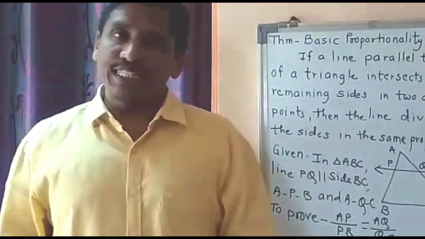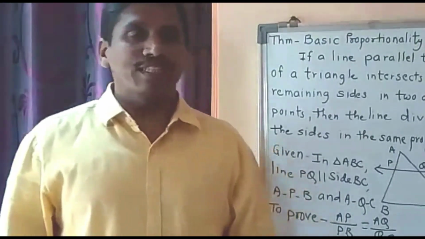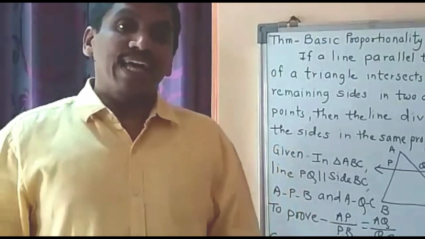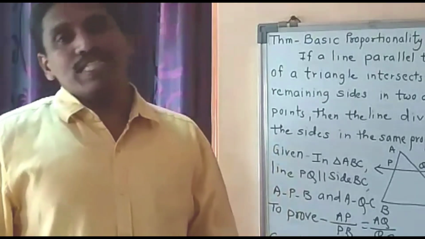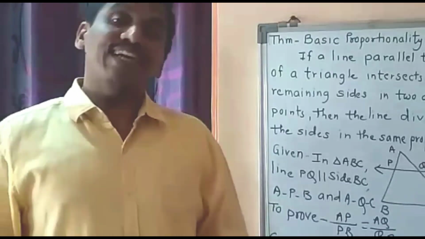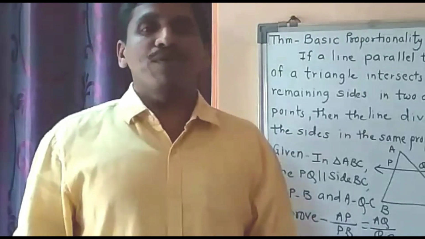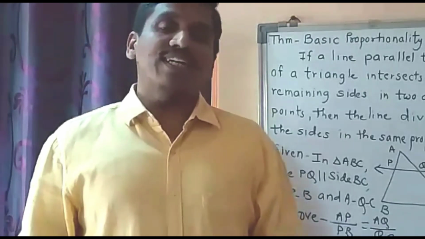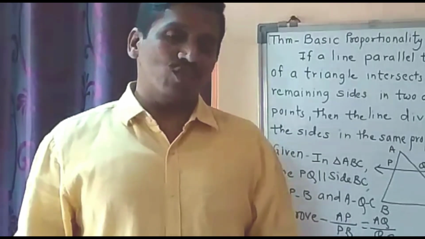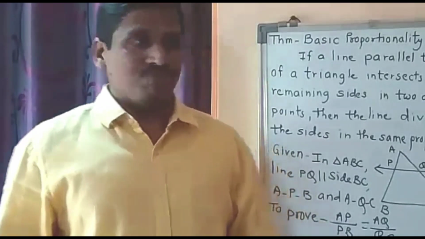Basic proportionality theorem. What is basic proportionality theorem? When in a triangle, a line is drawn parallel to one side of a triangle, intersecting the other two sides at distinct points, then those two sides are divided in equal ratio, it means in proportion.